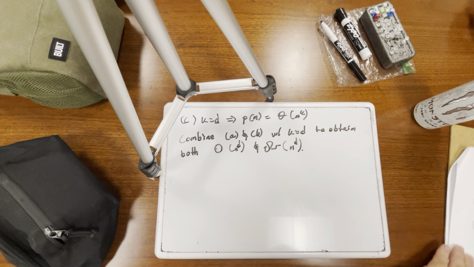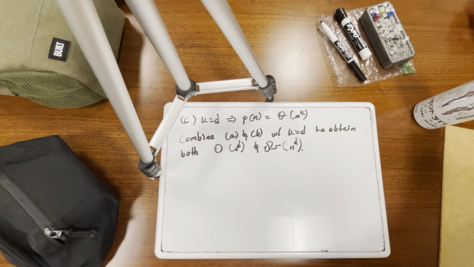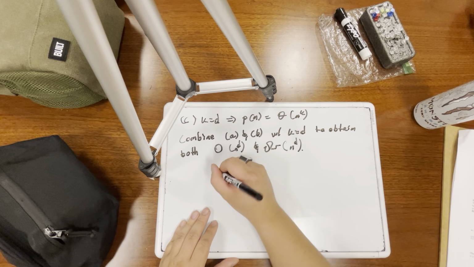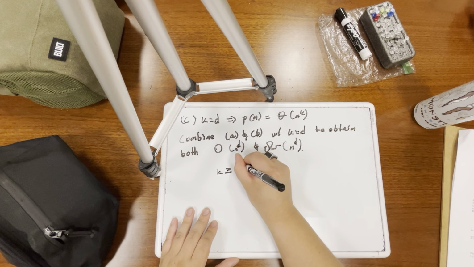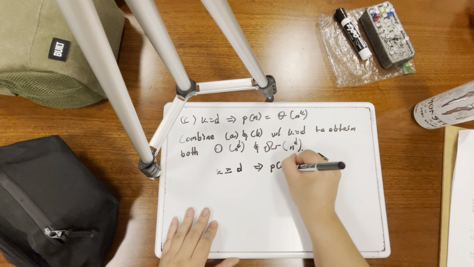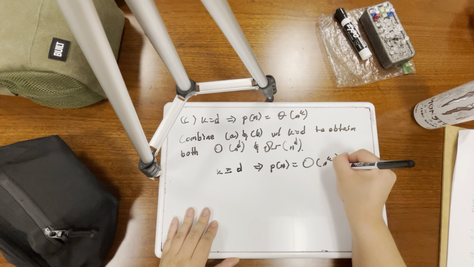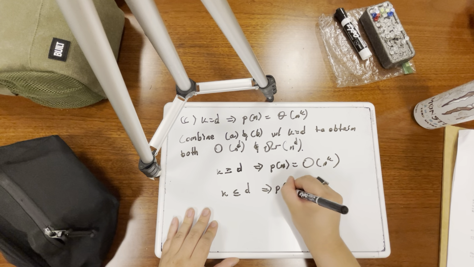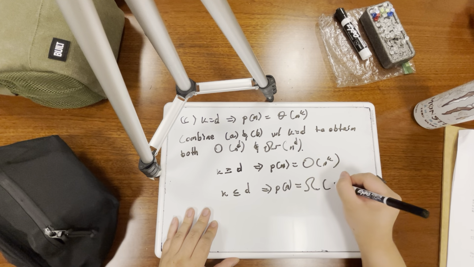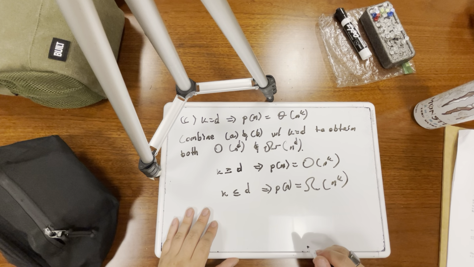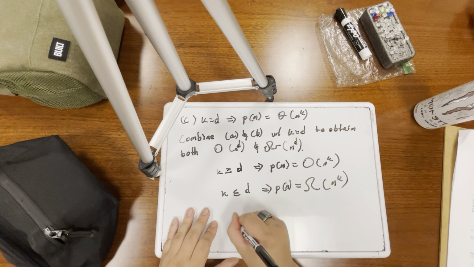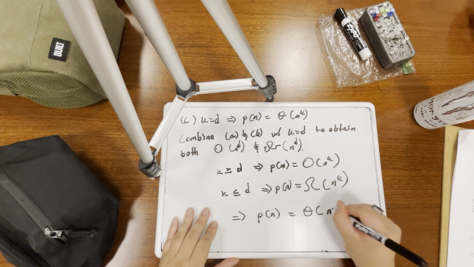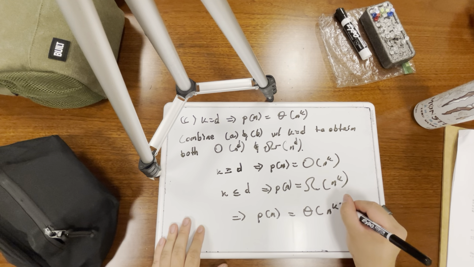Let's put this a bit more formally. Those two proofs: we had k greater than or equal to d implies P of n is equal to big O of n to the k. That was A. Now for B, we had k less than or equal to d implies P of n is equal to big omega of n to the k. And so this implies that P of n is equal to theta of n to the k.